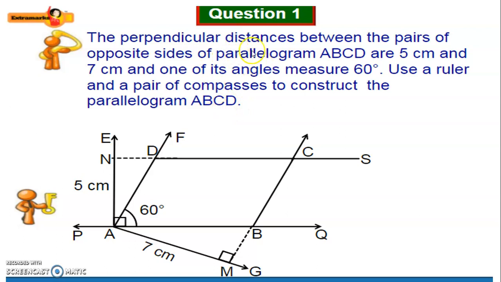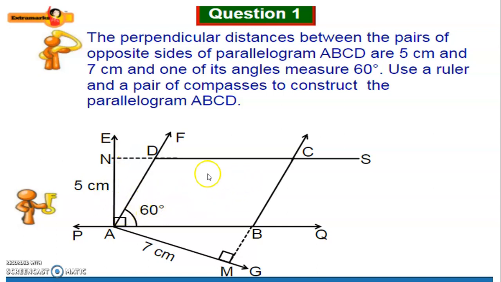Have they given any measurement for the parallelogram? They have given the angle measure alone. What other things have they given? The perpendicular distance. They have not given the measure of the sides. See here, they have given the perpendicular distance between these two parallel lines. PQ is a parallel line, NS is a parallel line. This perpendicular distance they have given as 5 centimeter.